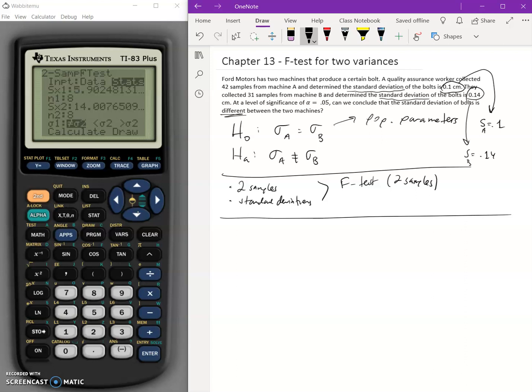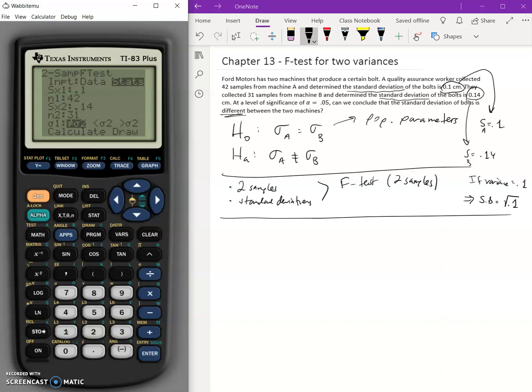Now, if you had variances, so if the variance was equal to 0.1, what that means is that the standard deviation is the square root of 0.1. So you might need to take square roots to put things into the calculator if they give variances as opposed to standard deviations. So here I will put in 0.1. The sample size of this is going to be 42. Down to the next one I have 0.14, and the number I have is 31.